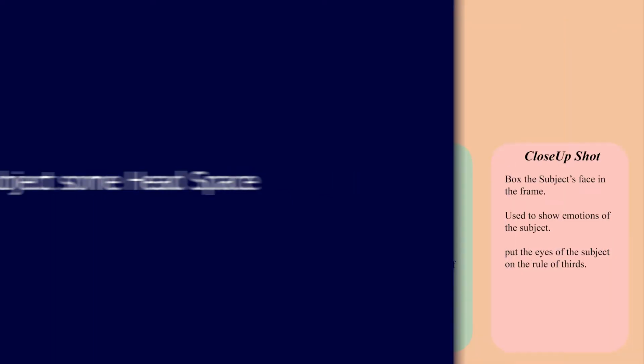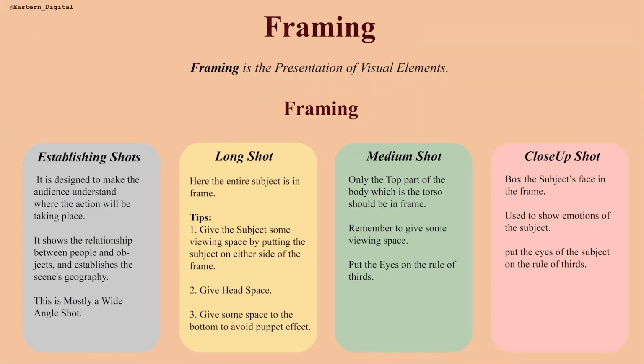First, give the subject some viewing space by putting the subject on either side of the frame by following the rule of thirds. Secondly, give the subject some head space. Last but not the least, give some space to the bottom to avoid the puppet effect, which basically means the subject seems to be walking on the edge of the screen.